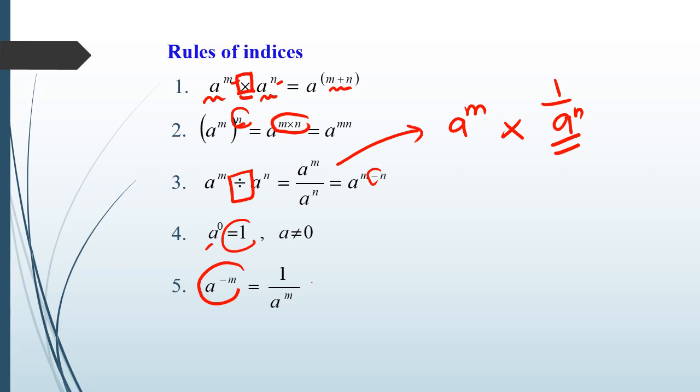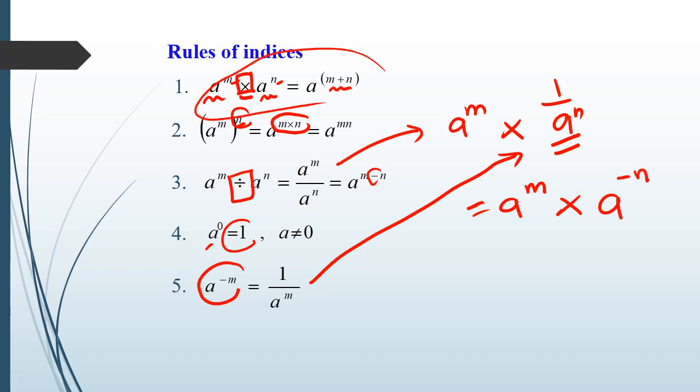Okay, means that this is the same as the number 3. So this 1 over a to the power of n can be written as a to the power of m multiplied with a to the power of negative n. So applying the first rule, what do we get? We get a to the power of m plus minus n. So plus minus is actually just minus. Okay?